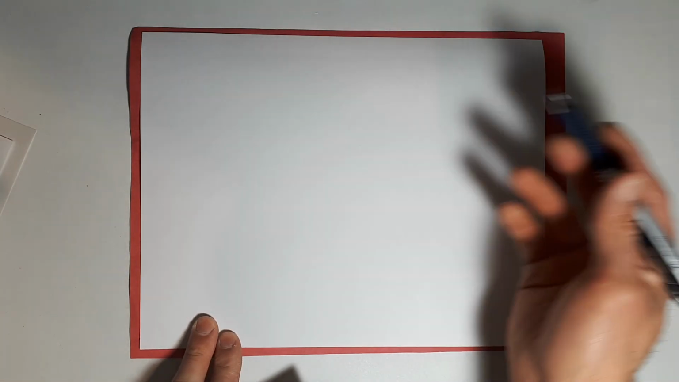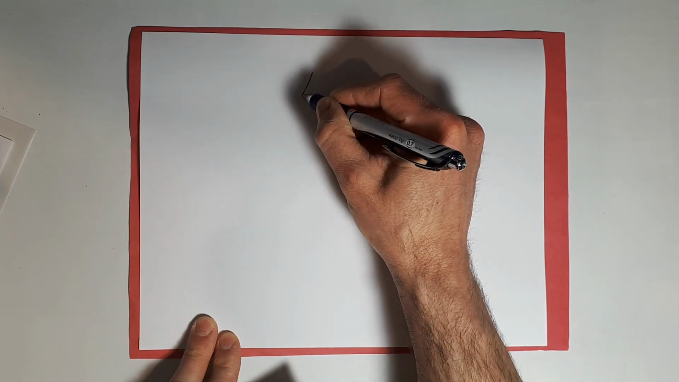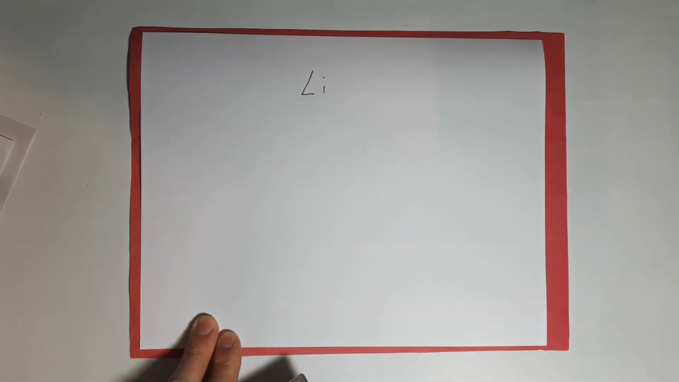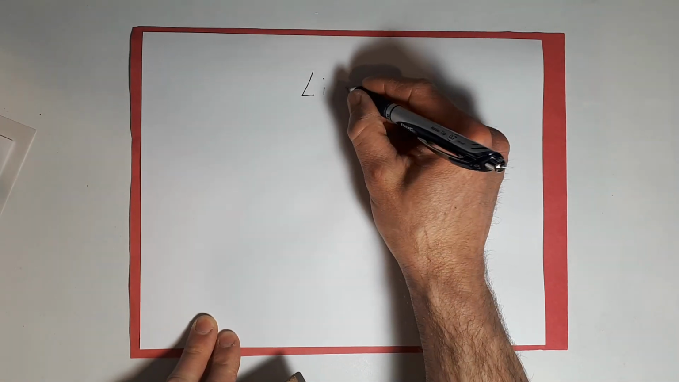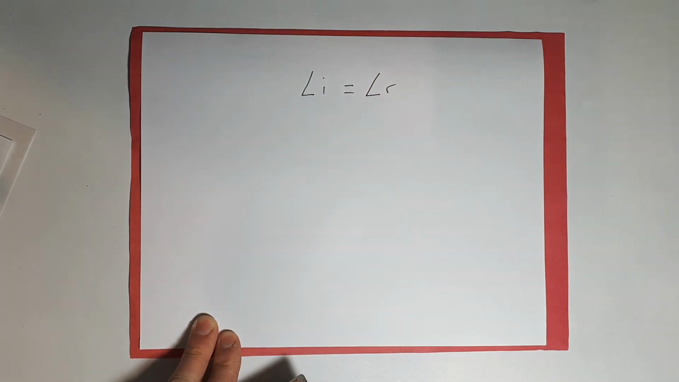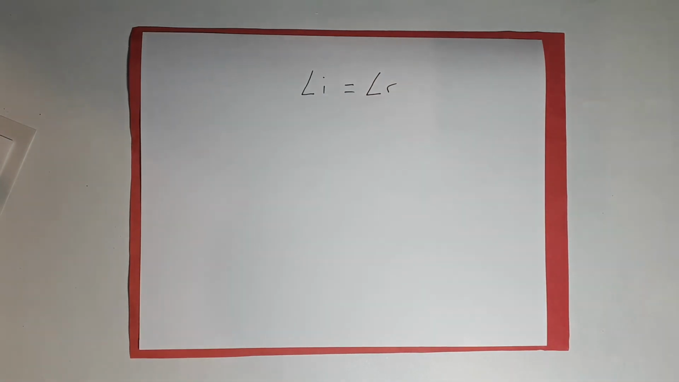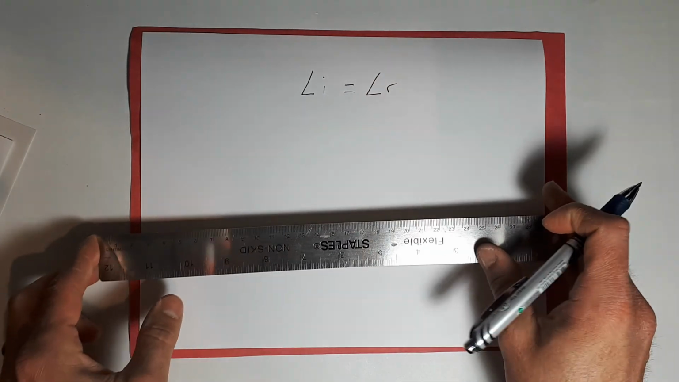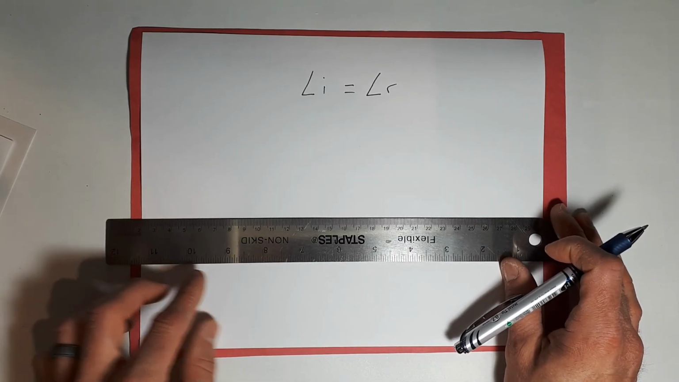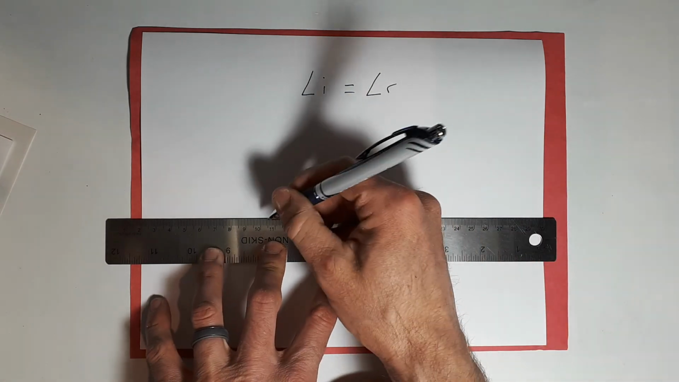So we have angle of incidence, which is the angle at which the light comes into the mirror, is going to be equal to the angle of reflection. Now, what we mean by that, we're going to show. So I'm just going to draw a straight line here, and that's going to represent our mirror, le miroir.